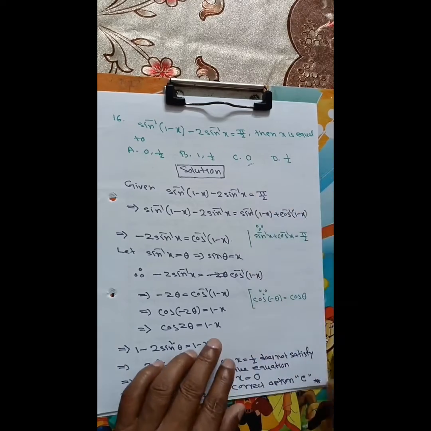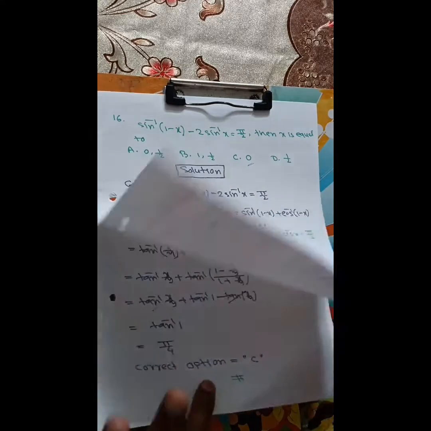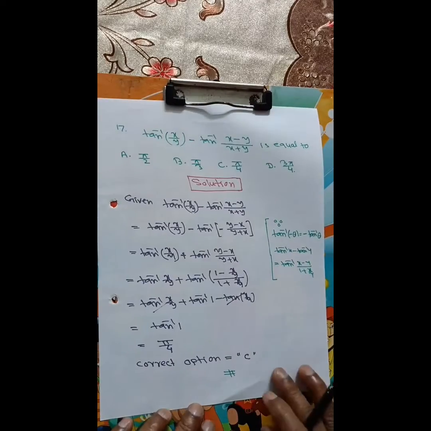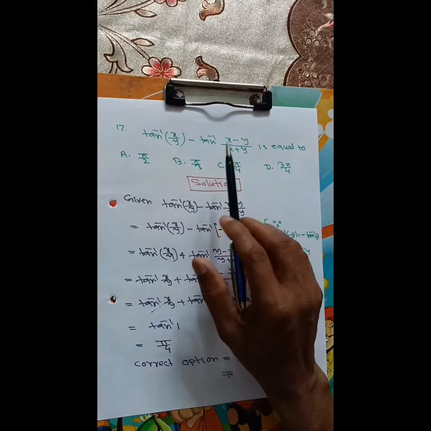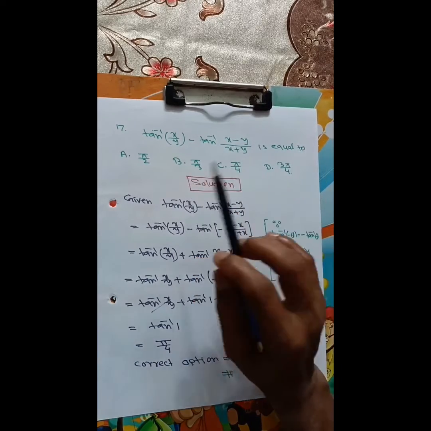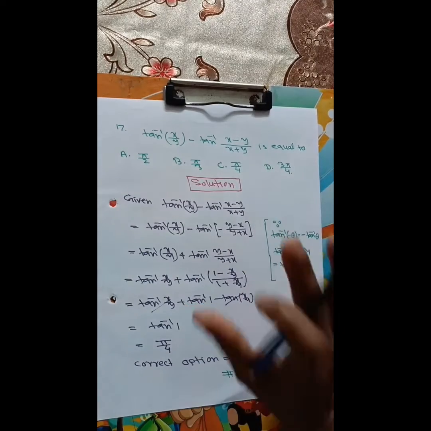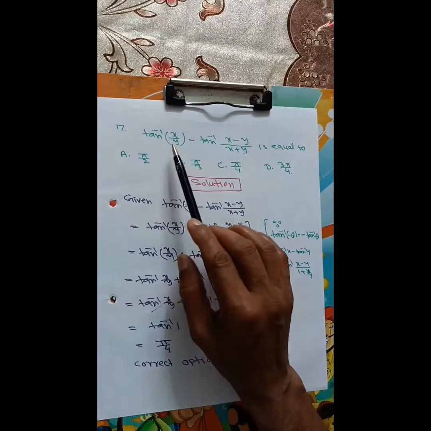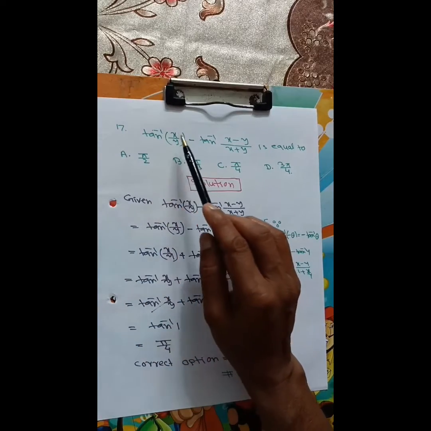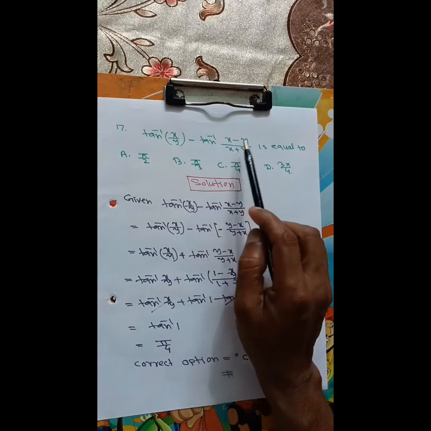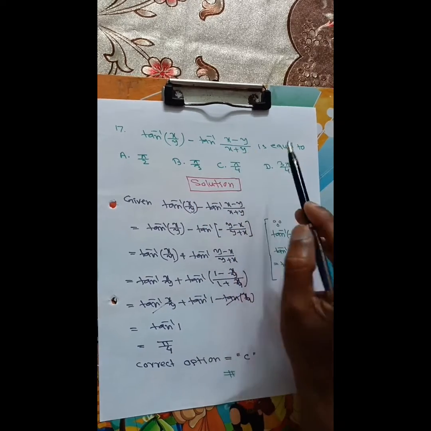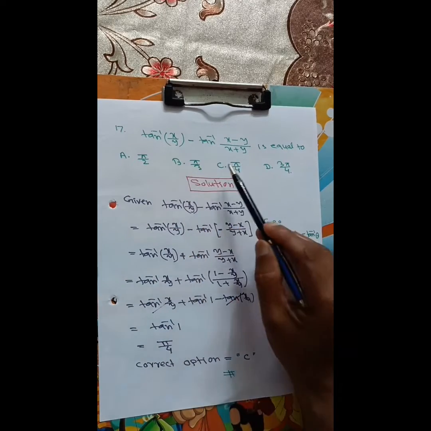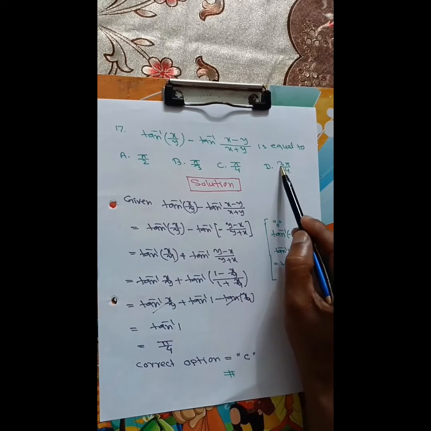Okay. Next we are going to discuss perhaps the last question of the miscellaneous exercise. That is the last problem of the miscellaneous exercise of the NCERT textbook, chapter 2. Now we finish the chapter. We are going to discuss question number 17. What is given in 17? Tan inverse of x by y minus tan inverse of (x minus y) divided by (x plus y) is equal to? Option A, pi. Option B, pi by 3. Option C, pi by 4. Option D, thrice pi by 4.